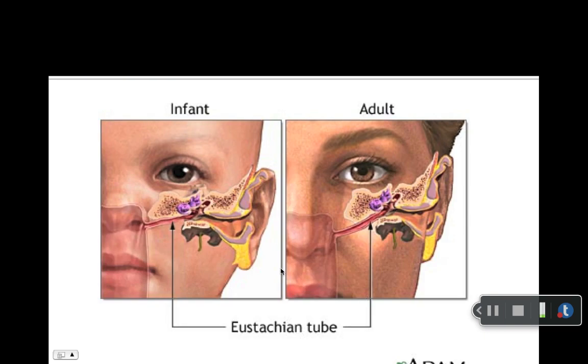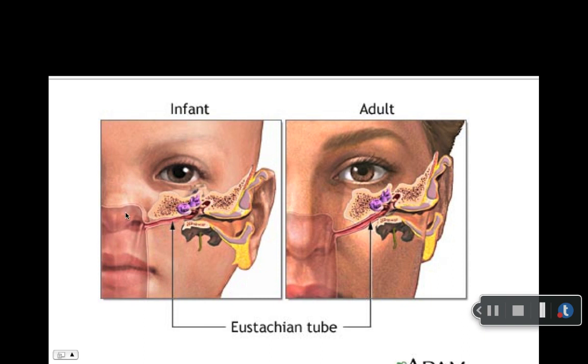So here's the reason infants get more ear infections. Do you see this eustachian tube? It is horizontal compared to the adult eustachian tube, which is vertical. So when we were infants, we all had very cute round faces, and then as we grew into adults, our faces narrowed, and as our faces narrowed, the eustachian tube turned into more of a vertical angle.